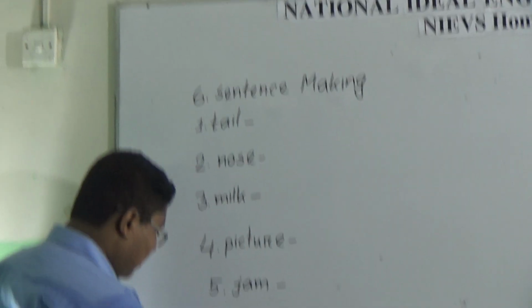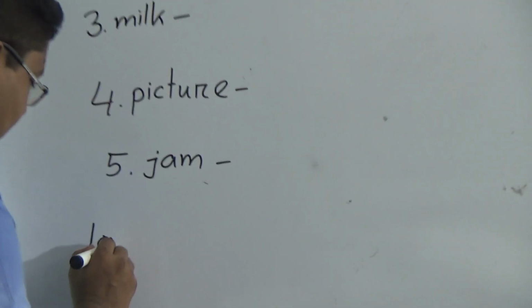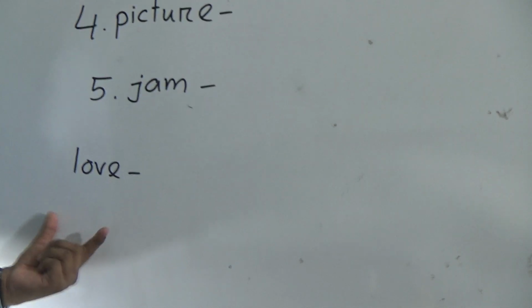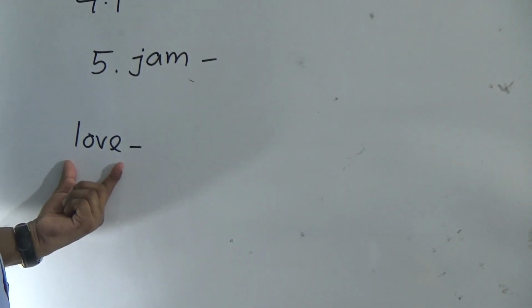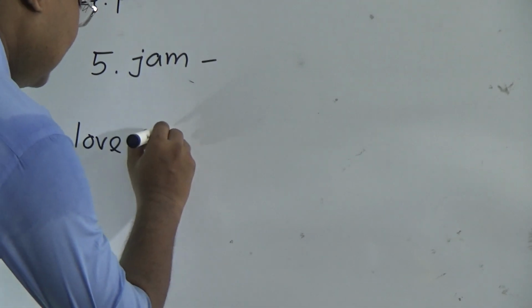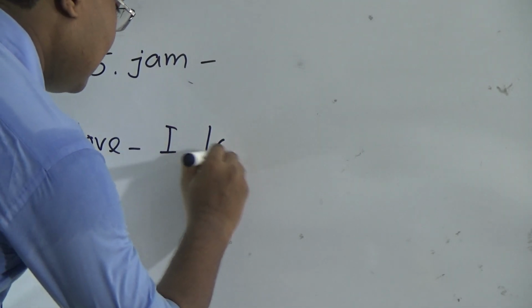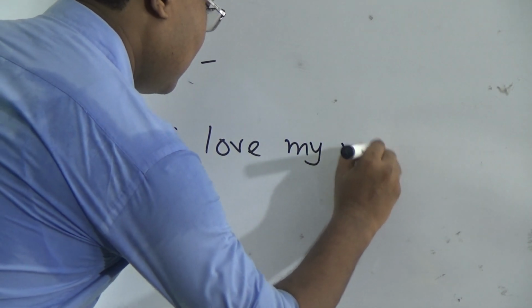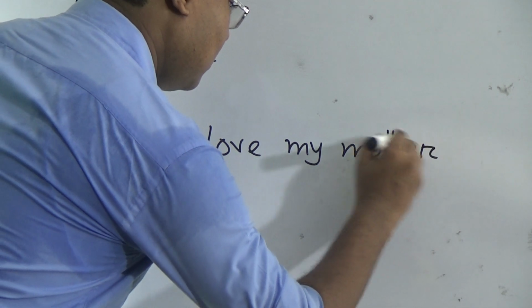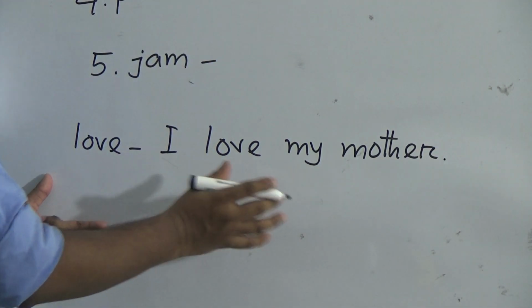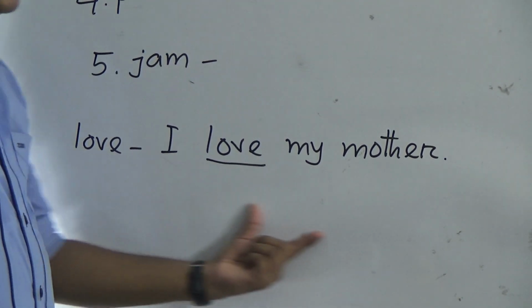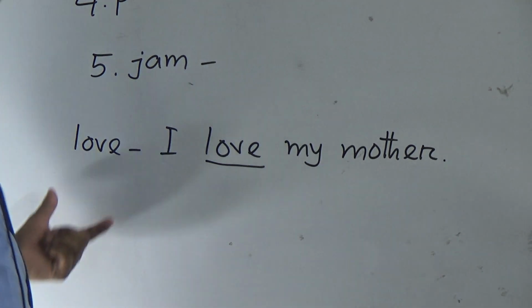But before going to class, we have to learn what make sentence is. Look at the word: love is a word. You have to make a sentence with the word. So if I write, I love my mother, this is your make sentence, and you have to underline the word. So this is called sentence making or make sentence.